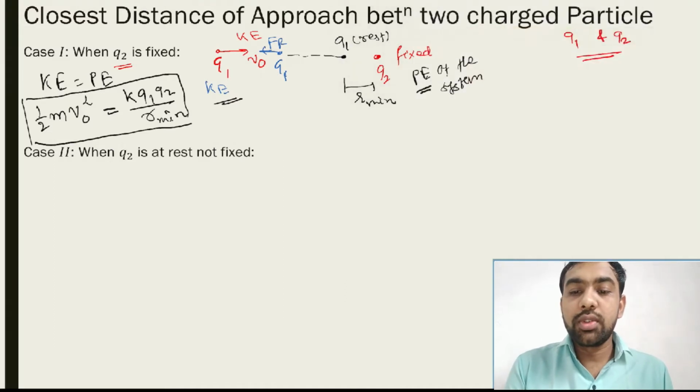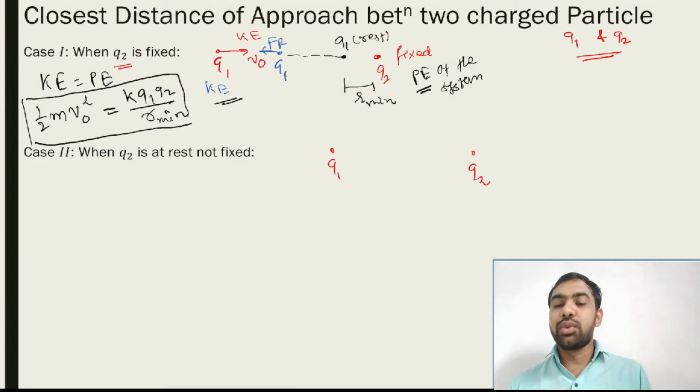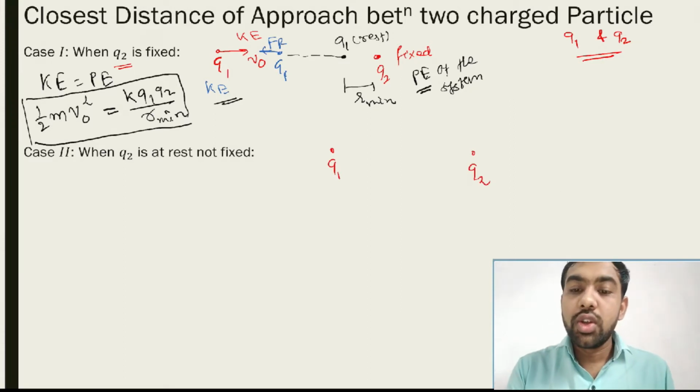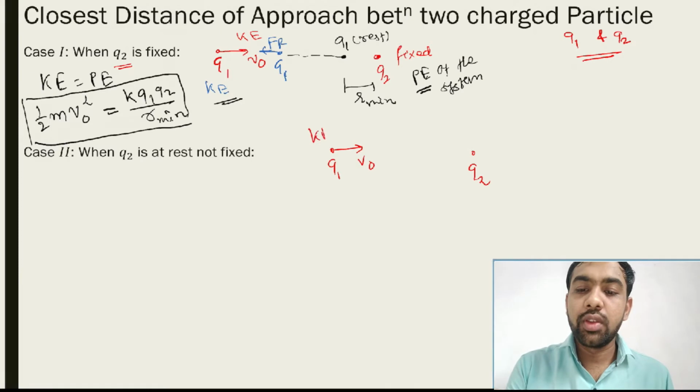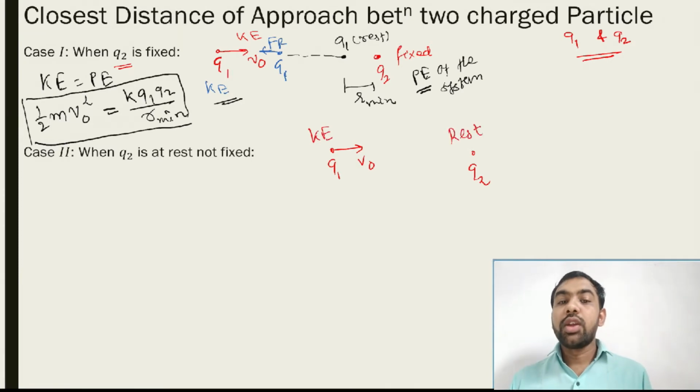Suppose here is Q1 and here is Q2, and Q1 moves with V0, meaning Q1 has some kinetic energy. Now Q2 is at rest. I am not saying Q2 is fixed; it is at rest but not fixed. It means that whenever the repulsive force is applied on Q2, it also moves. Q2 starts moving, so both charged particles are moving.